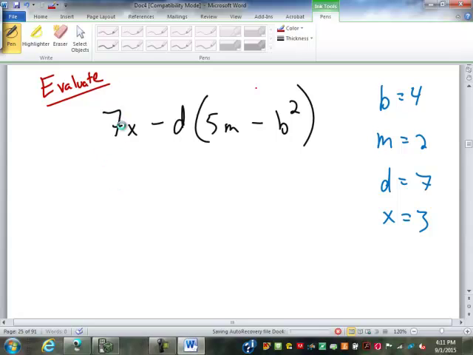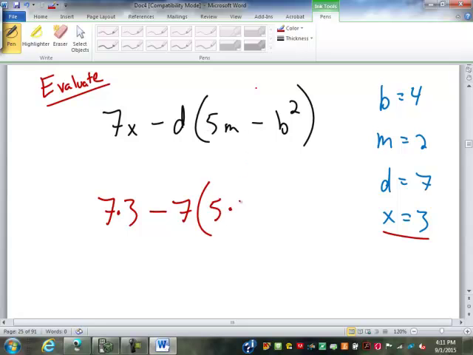So 7x. Now, before we put the number in for x, we've got to think, what operation is really being represented here? Multiplication. Good. It is 7 times x. So then when you put in the number, this is going to be 7 times, what's x equal? 3. So 7 times 3, minus d, which is going to be 7, 5m becomes 5 times 2, minus b squared becomes 4 squared.